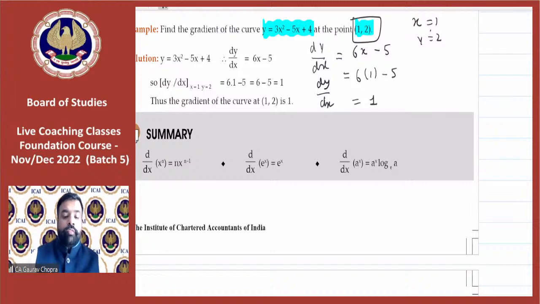All right. So whenever we have to find out the slope or gradient of the curve, that means first of all we will calculate dy by dx. And after that we will input the given points. And after inputting we will get our result. Okay.